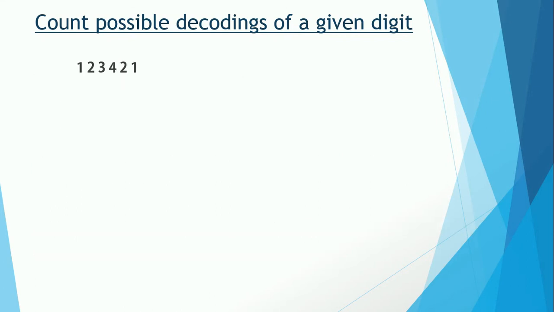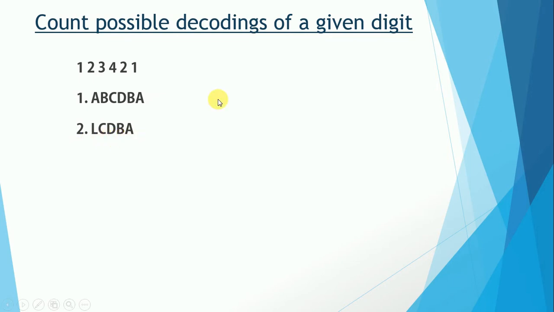So this is our digit sequence 1, 2, 3, 4, 2, 1. The first possible decoding is ABCDBA. Like I told you, every digit is decoded to its corresponding English alphabet. So 1 corresponds to A, the first English alphabet. 2 corresponds to B, the second. 3 corresponds to C, the third. And 4 corresponds to D, the fourth. 2 and 1 again are B and A. Now let's take a look at the second decoding. The second decoding is LCDBA.